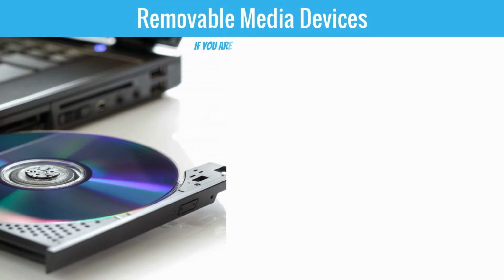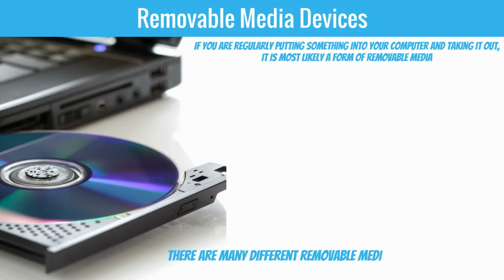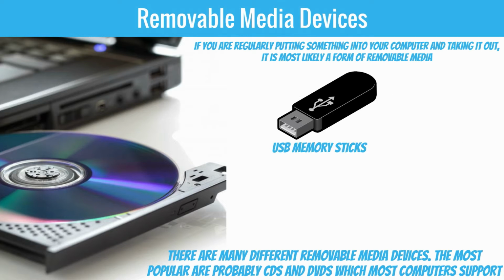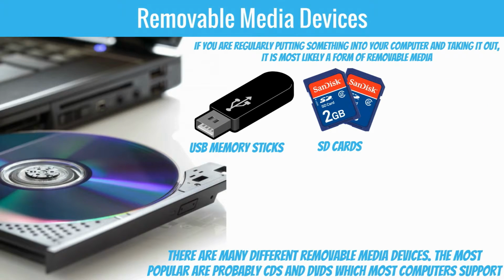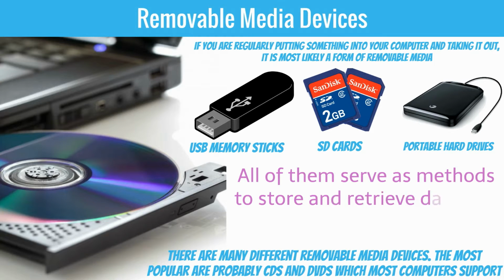Removable media devices. If you're regularly putting something into your computer and taking it out, it's most likely a form of removable media. There are many different removable media devices. The most popular are probably CDs and DVDs, which most computers support. Other popular removable media include USB memory sticks, SD cards, and portable hard drives. All of them serve as methods to store and retrieve data and programs.